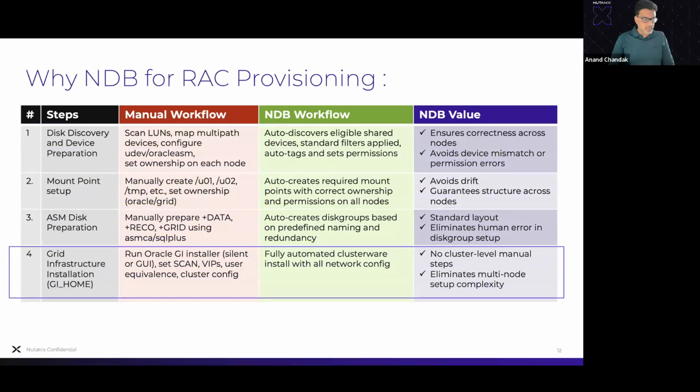The next step is around the grid infrastructure, and this is really a big one. When you manually deploy a RAC cluster, you're going to be running the Oracle GI installer. You'll be setting the SCAN addresses, the VIPs, and configuring the user equivalence for passwordless SSH, and this is where most RAC deployments fail. NDB provides automated cluster installation and complete network configuration.